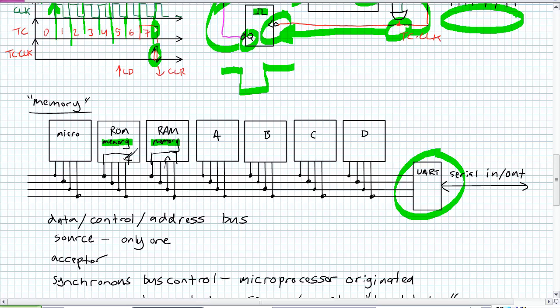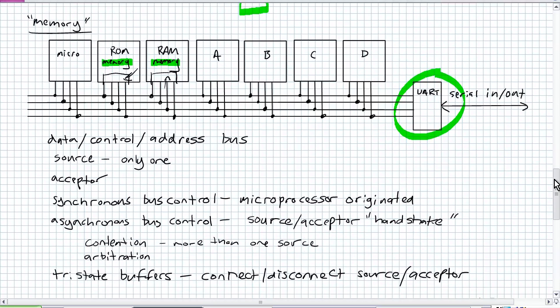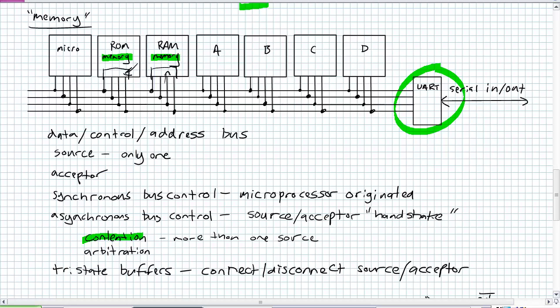Obviously, with one source, you want to avoid a conflict. That conflict is called contention. That's when you have more than one source. That's not a good idea. Two things are trying to talk on this world's worst highway, two cars running into each other. It's not going to work. How you avoid that is called arbitration. Think about the term arbiter. It decides who has priority.